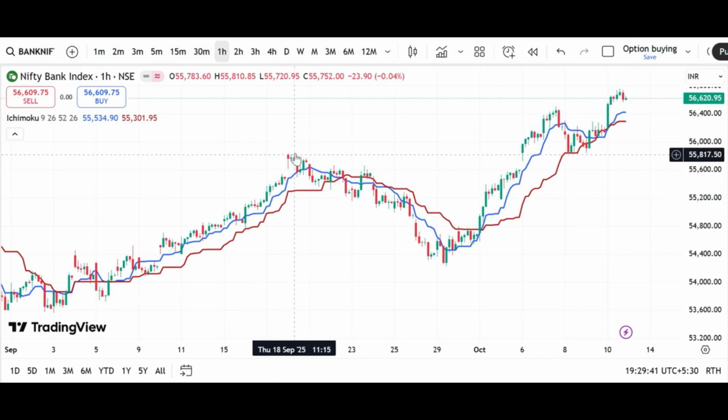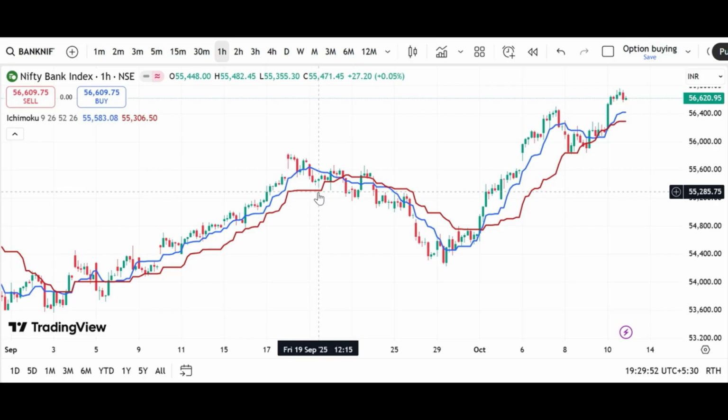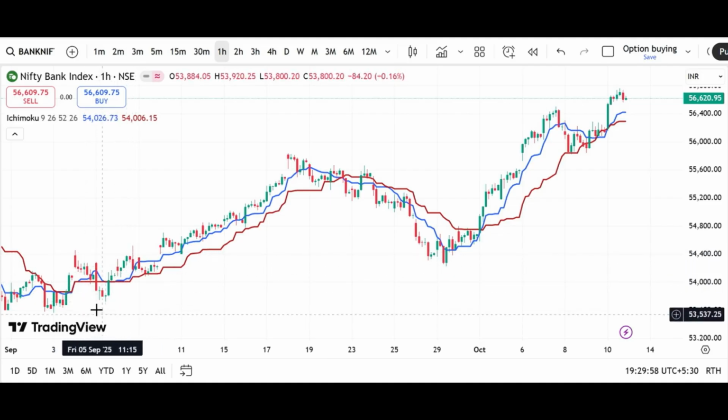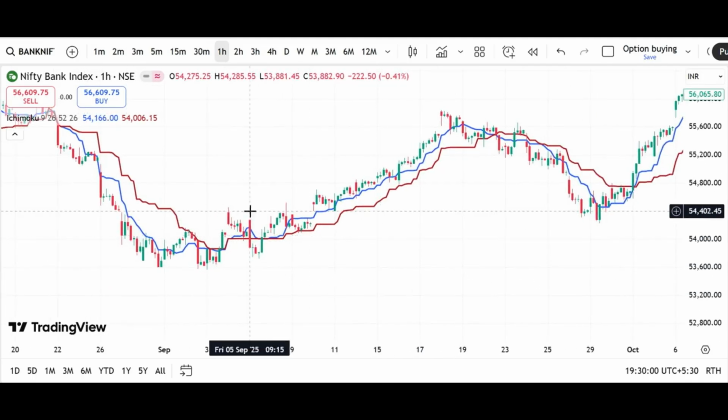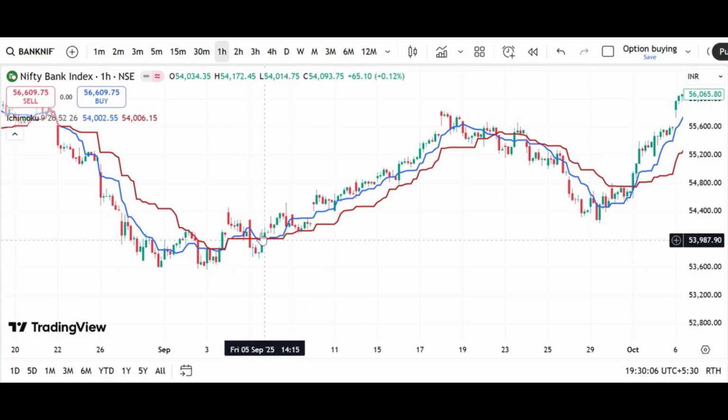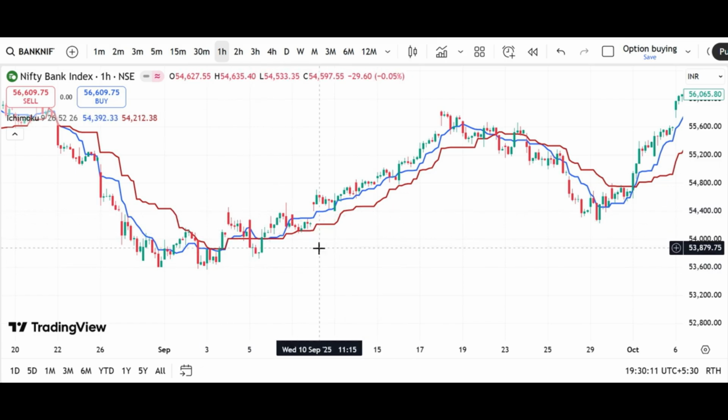We know that the Kijun-sen is basically the average of the high and low of 26 periods. So we know that whenever there is a flat line happening in Kijun-sen, that means there has been consolidation going on for the last 26 periods at least. So whenever there's a consolidation going on and then there is a breakout or breakdown, we see that level as important support and resistance.